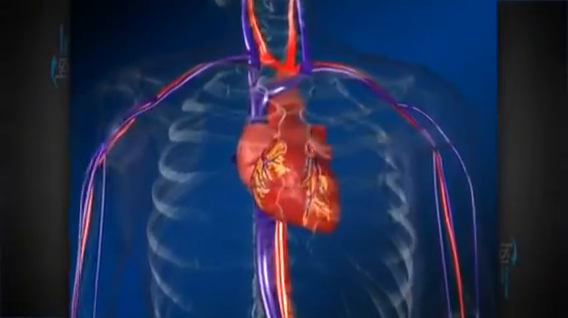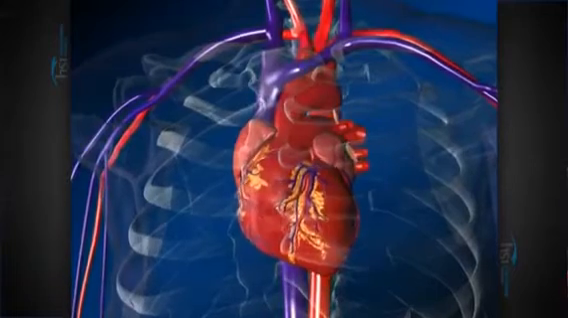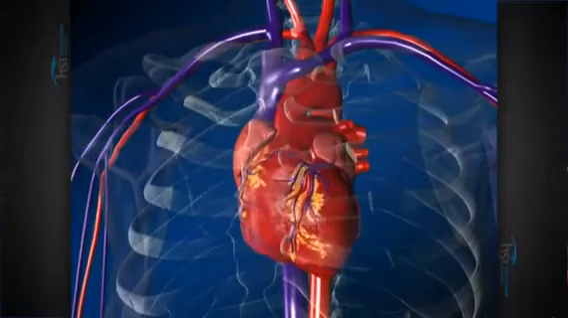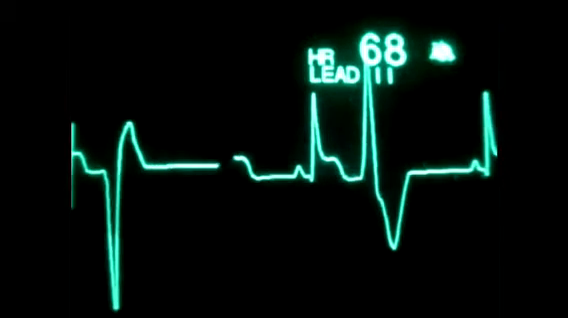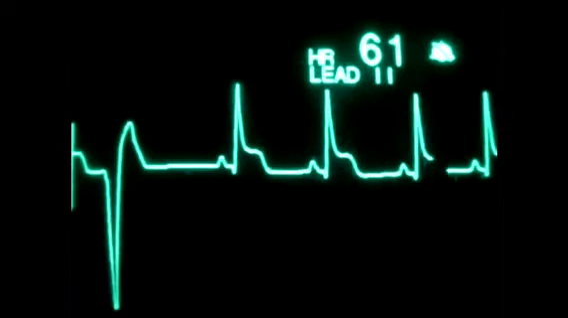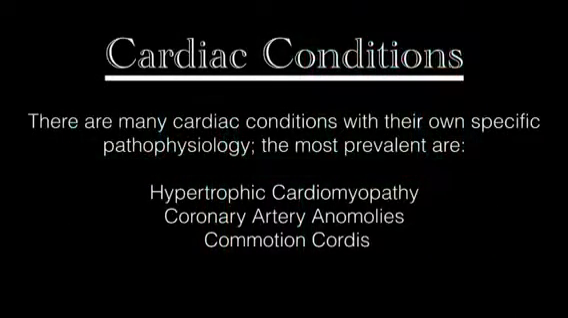Athletes could aggravate their cardiac conditions with unregulated high-intensity exercise and go into ventricular fibrillation. Ventricular fibrillation is an abnormal heart rhythm that can be life-threatening. Even though there are many cardiac conditions with their own specific pathophysiology, the most prevalent are hypertrophic cardiomyopathy, coronary artery anomalies, and commotio cordis.